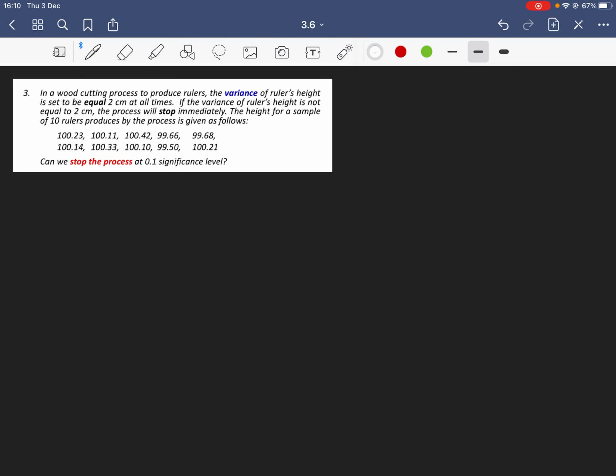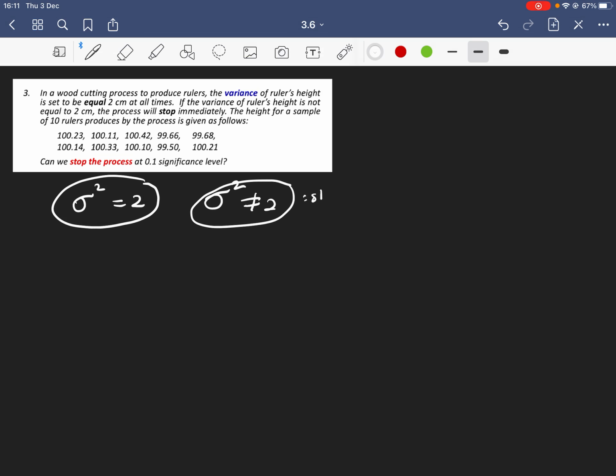Okay, number 3 here, you will do it yourself. I will just give you the guidance. In a wood cutting process to produce rulers, the variance of ruler's height is set to be equal to 2 centimeter at all time. So variance is equal to 2 at all time. Okay, if the variance of ruler's height is not equal to 2, the process will stop. So if the variance is not equal to 2, it will stop the process. The height for a sample of 10 rulers gives this data. Can we stop the process at 0.1 significance level?